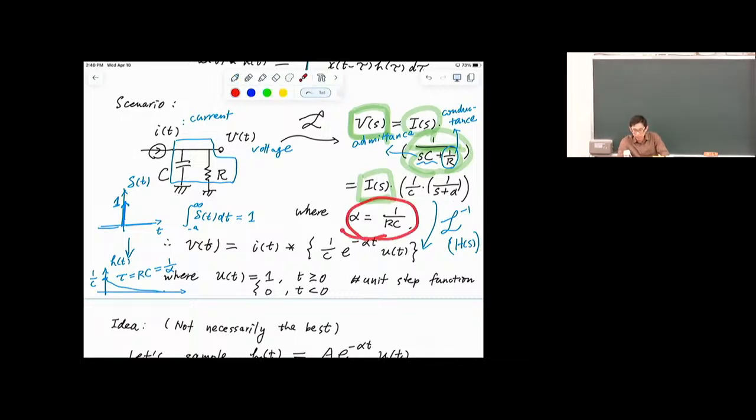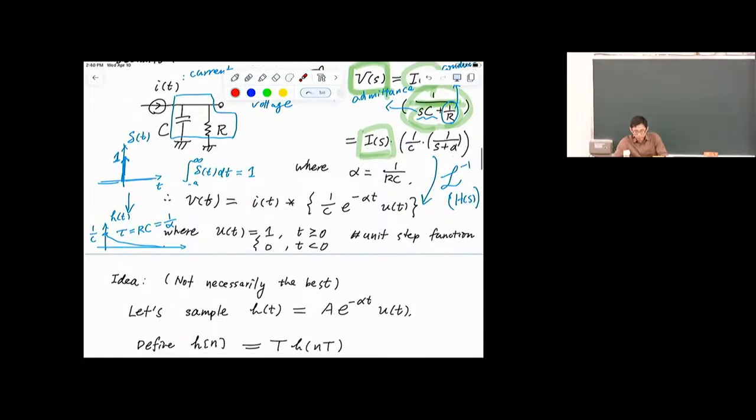The decay rate in that impulse response is going to be 1 over RC, and that's the way it is. It makes a lot of sense. Okay, so now move on.